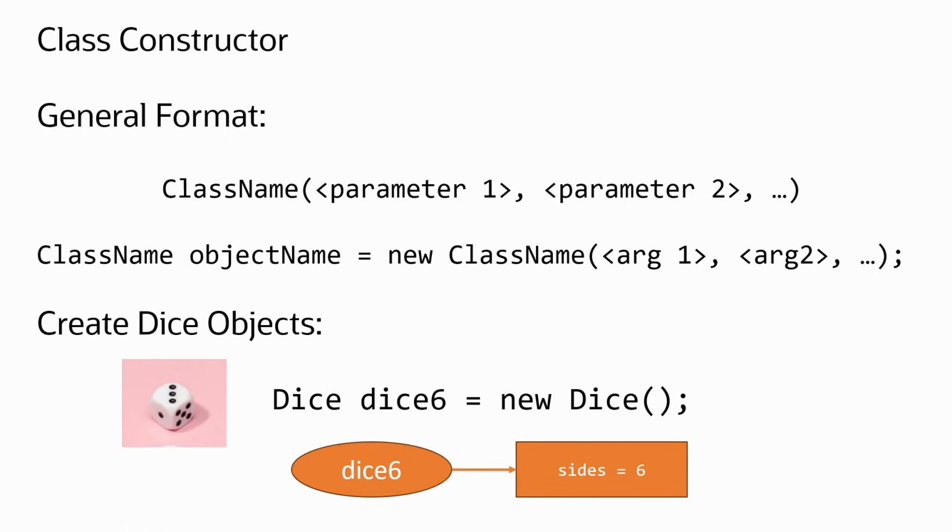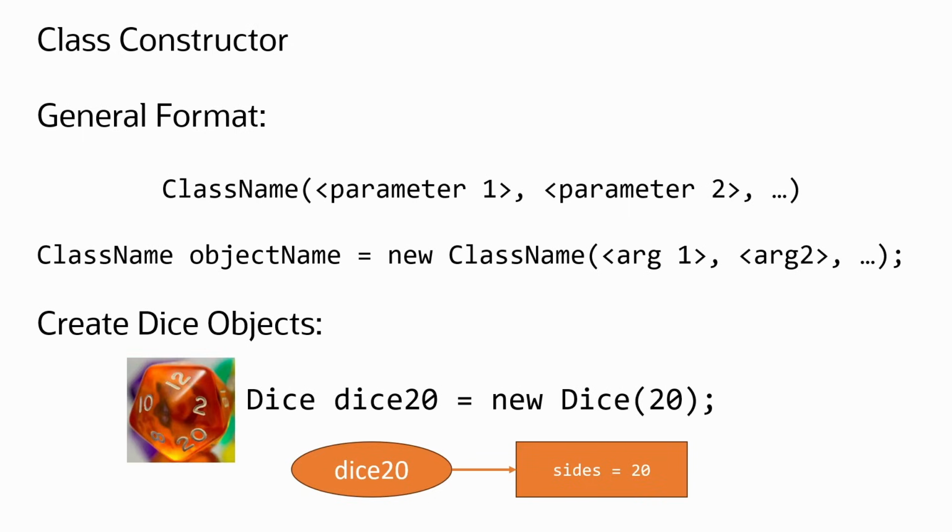Here is an example of how we would create a Dice object. Dice dice6 = new Dice(). This would create a new dice with 6 sides, and dice6 would reference that object. We could also do Dice dice20 = new Dice(20). 20 is an argument that would be passed to the parameter, and it would create a new Dice object with sides of 20. And dice20 would reference this object.